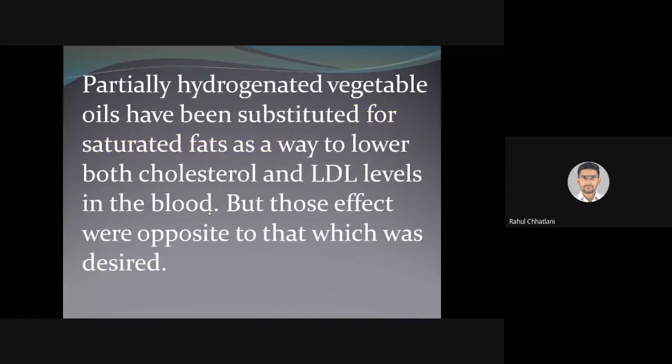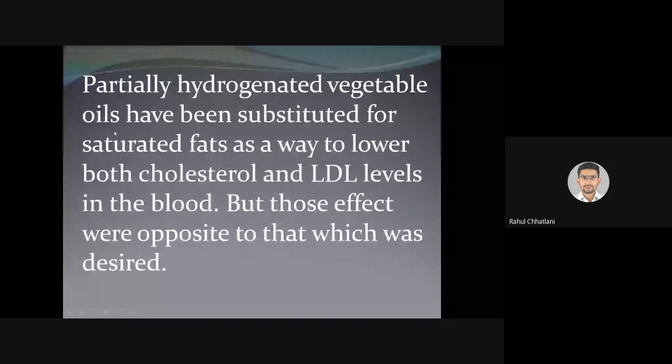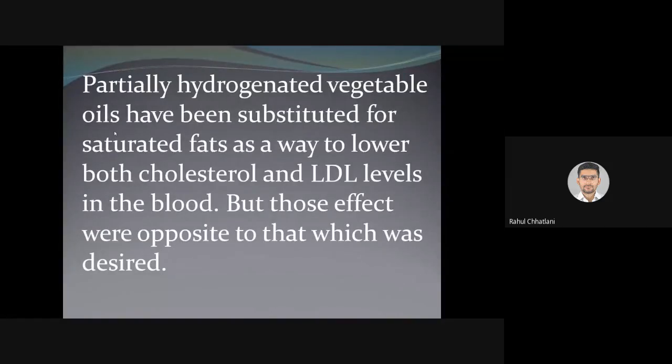Partially hydrogenated vegetable oils have been substituted for saturated fat, to lower both cholesterol and LDL levels in the blood, but those effects were opposite to what was desired. So initially we thought that hydrogenated vegetable oil can be used, but why should we use it? To decrease LDL and cholesterol, but that proved to be opposite. It increased the level of LDL and cholesterol. Hence now we are not using hydrogenated vegetable oils. Initially it was thought that LDL and cholesterol both will decrease, but now it has been found through studies that this is not decreasing, this is increasing LDL levels and cholesterol.